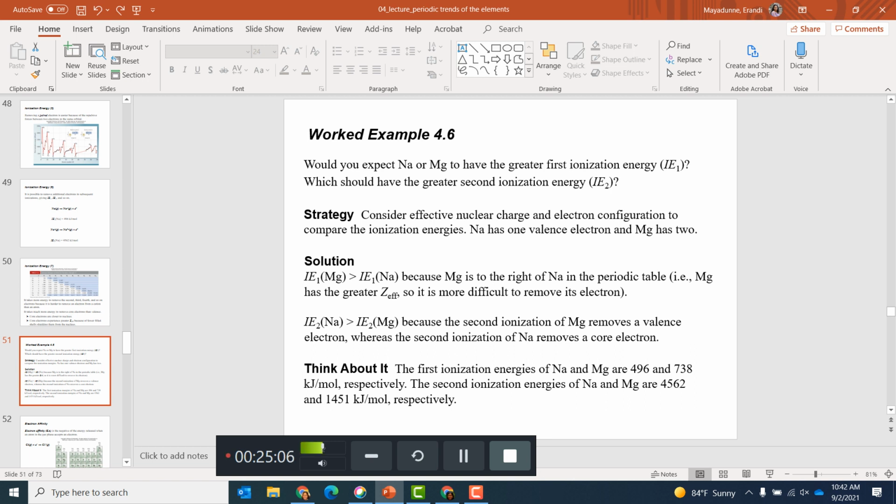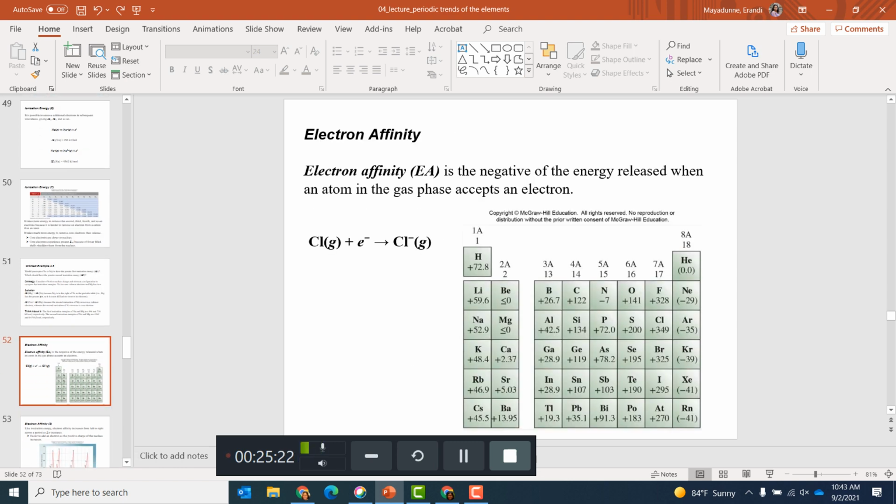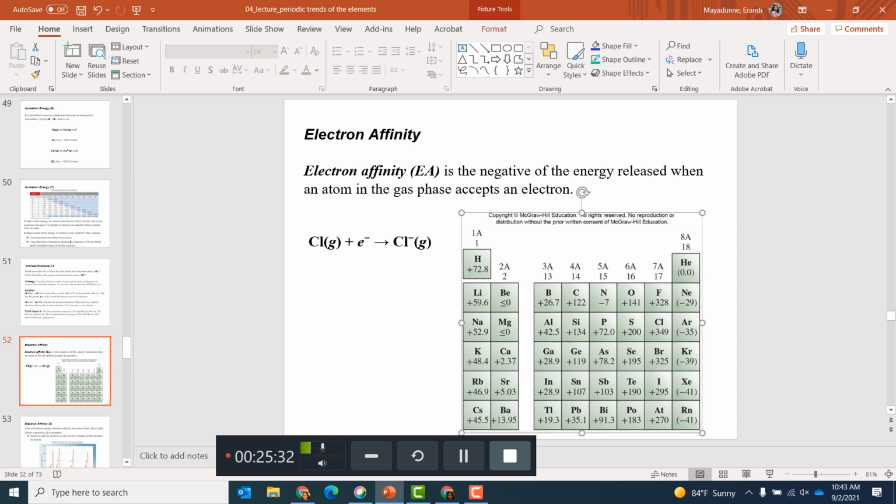And I have this question. Would you expect sodium or magnesium to have the higher first ionization energy? So you look at sodium and magnesium in the periodic table. Don't look at the numbers, I just want to compare. I would think magnesium has the higher ionization energy because magnesium has the s shell filled. So sodium has low ionization energy, so sodium can easily lose the electron.